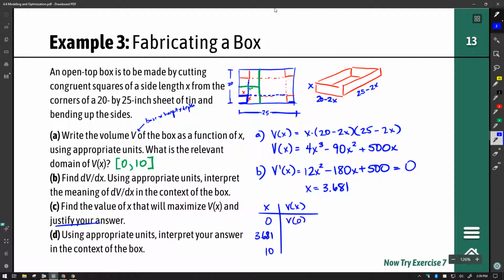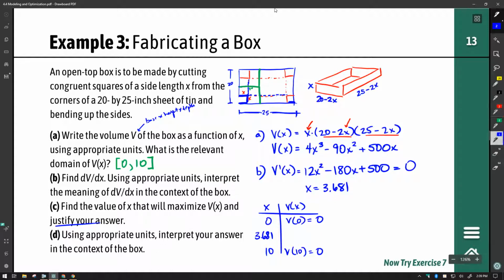We know that the volume is going to be 0 if we plug in a 0 because that would involve it going right here and multiplying by 2 more factors. 0 times whatever is still 0. We also know that if we plug in a 10, V of 10, the volume is going to be 0 as well because plugging a 10 in next to this 2, 20 minus 20 would be 0, and the same thing would happen as when we plugged in a 0.